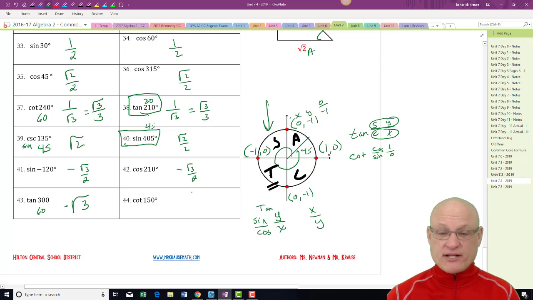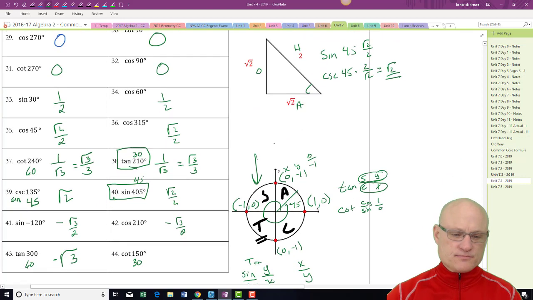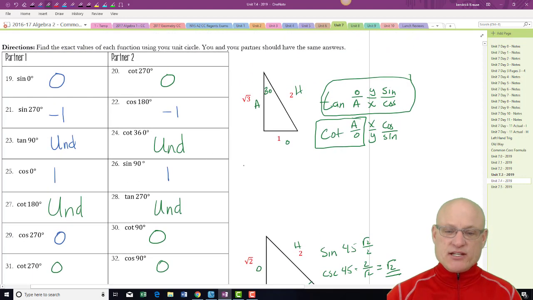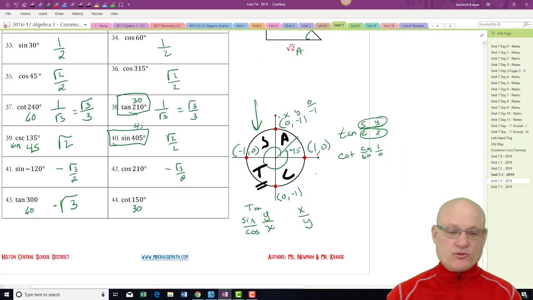And finally, cotangent of 150. This has a reference angle of 30 degrees. So we got to go back up to this reference triangle, but now I want to label it for a 30 degree angle. So this would be opposite, and this would be adjacent. The tangent of 30 would be opposite over adjacent, 1 over the square root of 3. So the cotangent of 30 would be the square root of 3 over 1, or just the square root of 3. Except I'm in the second quadrant, so that would be negative.